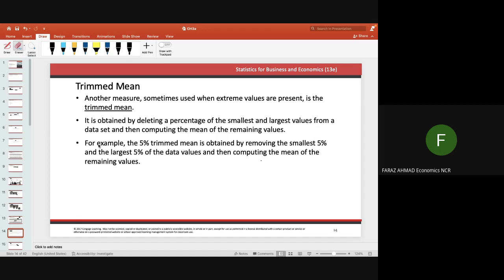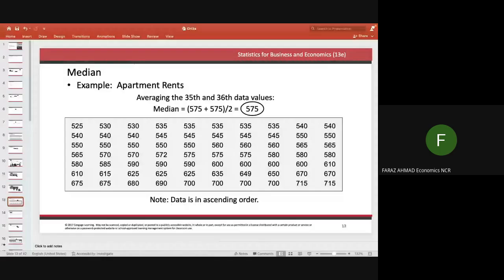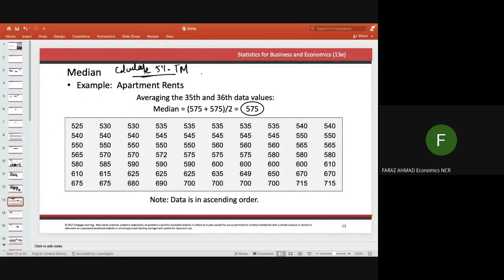So we have this data set, and you want to calculate the 5% trimmed mean. And this is your data, right? So there are 70 values. So 5% of 70 is what? Anyone?